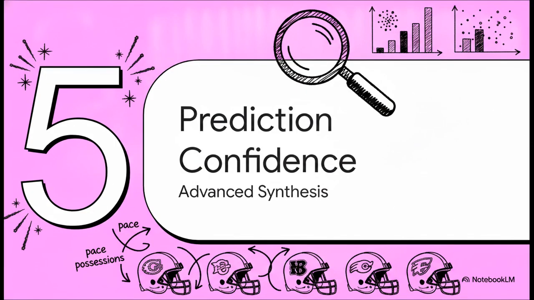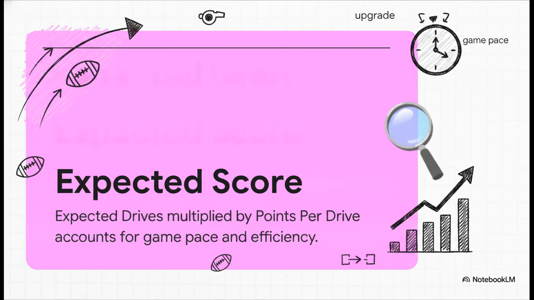On to Section 5, Measuring Prediction Confidence, Advanced Synthesis. Look, predicting raw points is kind of a guessing game. Predicting drives instead is a massive, massive upgrade. By estimating a team's expected drives based on game pace and multiplying that by their points per drive, you naturally account for the actual rhythm, possessions, and clock management of the game. It's a much more logical way to build a final score.